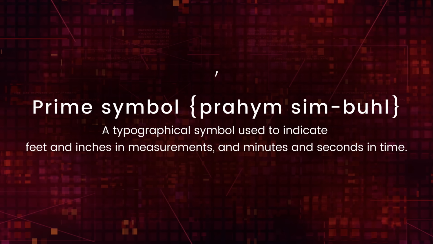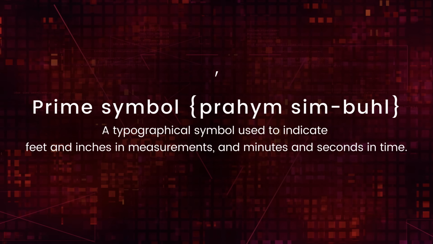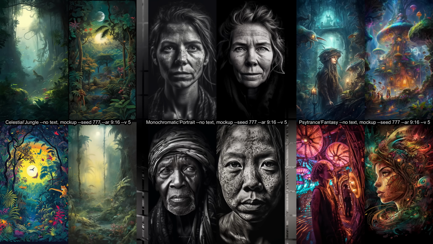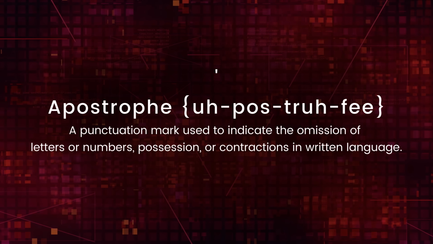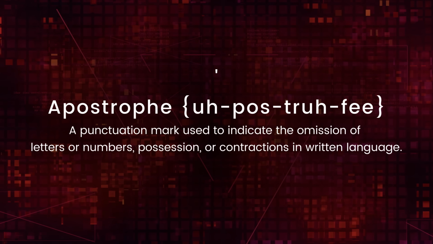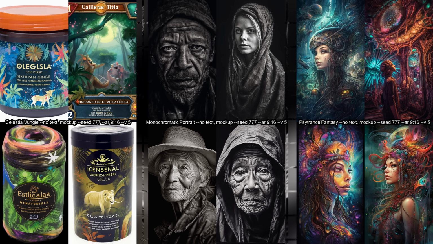Prime symbol. A typographical symbol used to indicate feet and inches in measurements, and minutes and seconds in time. Oddly, this does really nice-looking images that are almost different from the typical differences. Apostrophe. A punctuation mark used to indicate the omission of letters or numbers, possession, or contractions in written language. It looks so very similar to the prime symbol, but the results are like night and day. I did prefer the prime symbol though.